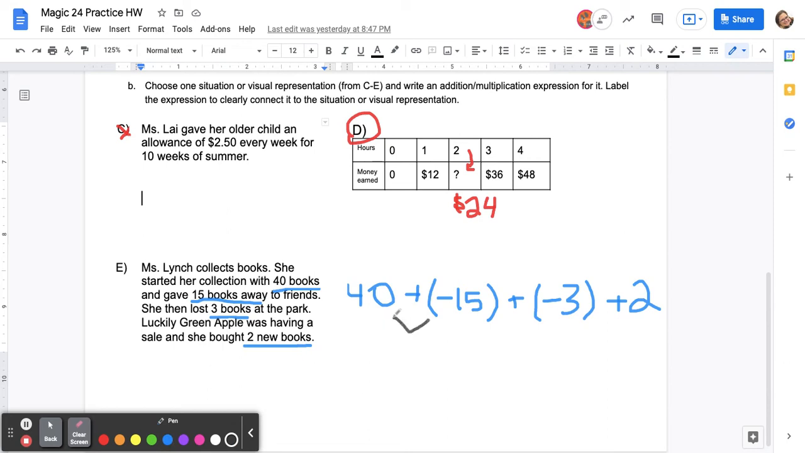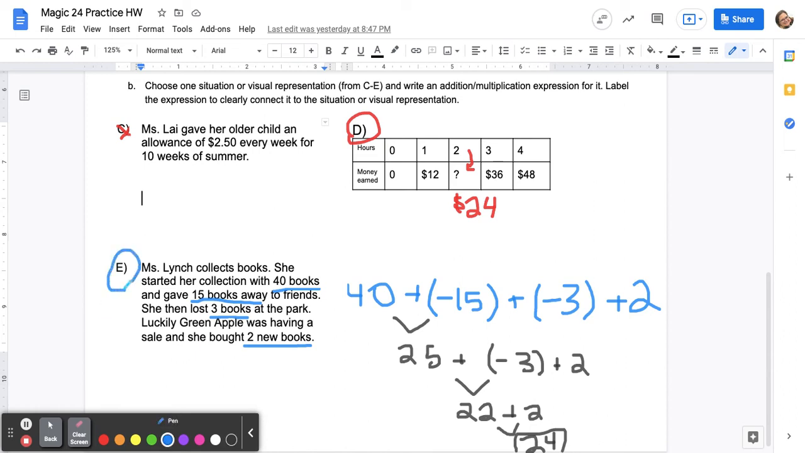So 40 plus negative 15, or 40 minus 15. Well, I know 40 minus 10 is 30, minus 5 more would be 25. So then I have 25 plus negative 3 plus 2. 25 minus 3 is going to give me, or 25 plus negative 3, same thing, right? That'll give me 22 plus the 2 books I bought at the store. Then finally, this is going to give me 24. Ding, ding, ding. Woohoo! So E is also equal to 24.